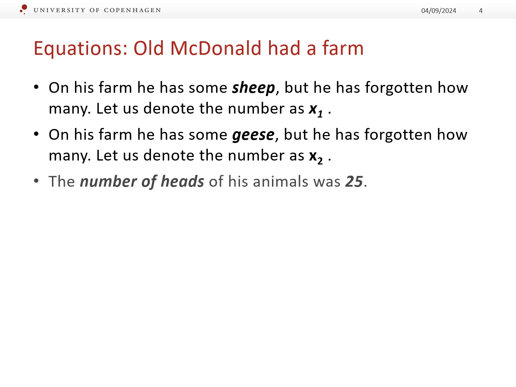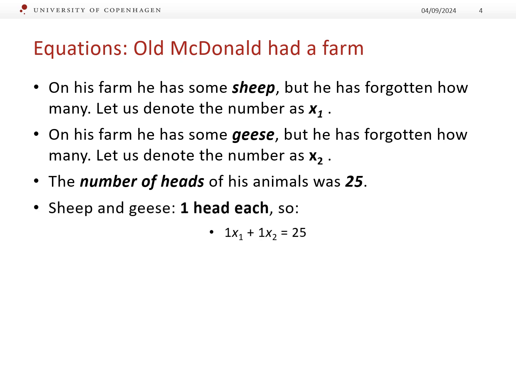Things have changed since the song was written, and self-sustaining family farms with a bit of everything are almost extinct now, so he has no other animals. But with his keen eye for detail and his bad long-distance vision, he could still count the number of heads in his yard, which was 25. And he knows that both sheep and geese have only one head each, so he sets up the following equation: 1x1 plus 1x2 equals 25 for the number of heads.